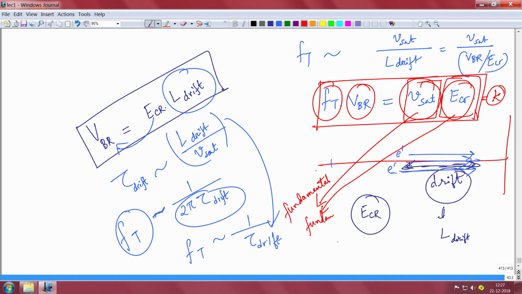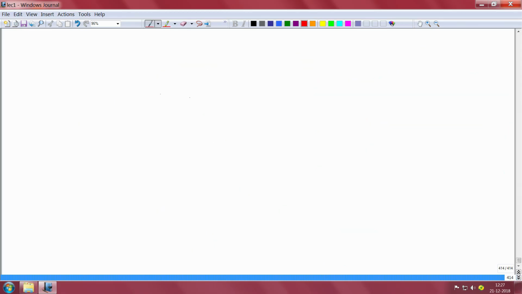So it means that the product of the maximum frequency that you can get in a device times the breakdown voltage, the maximum voltage at which you can operate the device, that product is going to be constant and is limited by the product of saturation velocity and the critical electric field, and this is called the Johnson figure of merit, right.